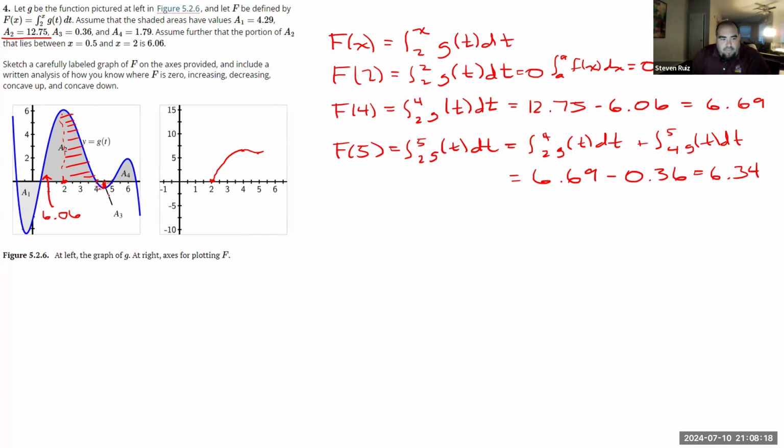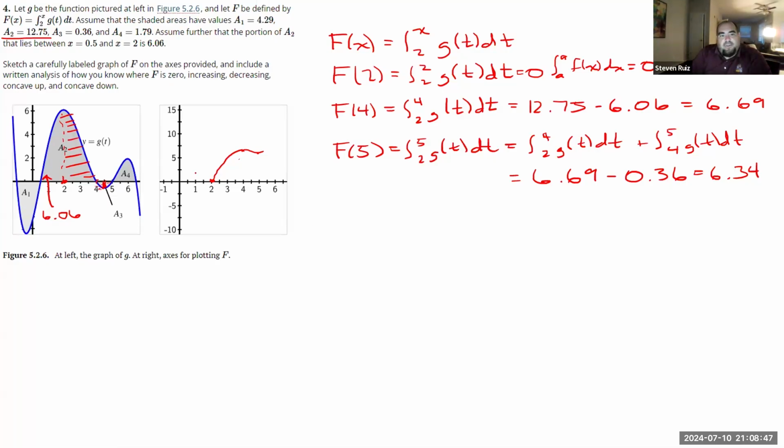But from x equals 4.5 to 5, my area will still be decreasing, but that rate will be diminishing. So that's why at about 4.5, I have an inflection point. I'm still decreasing everywhere between x equals 4 and x equals 4.5. My area is decreasing, so f is decreasing with the concavity changing in the middle.